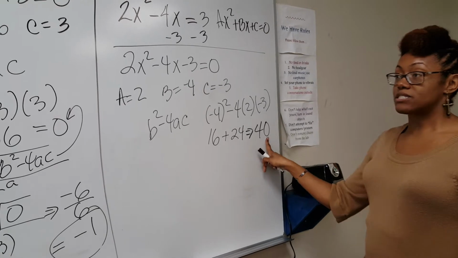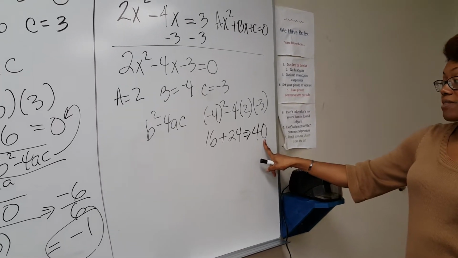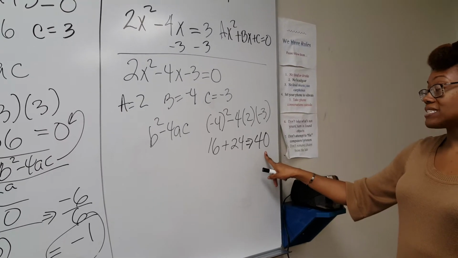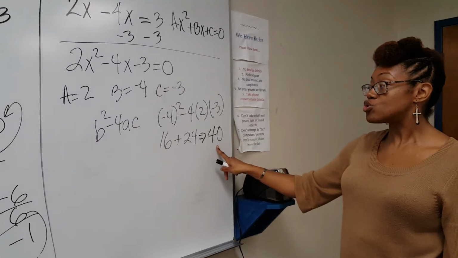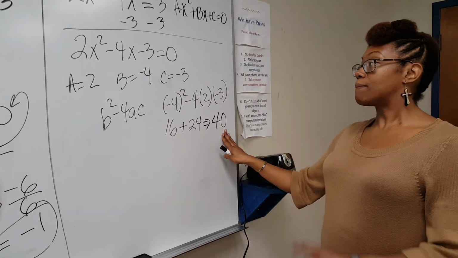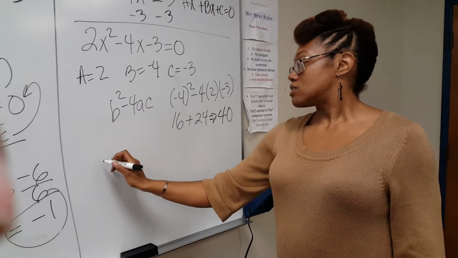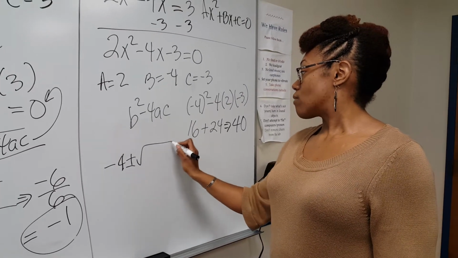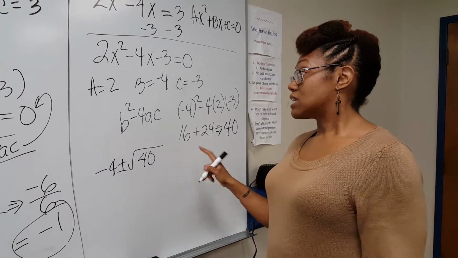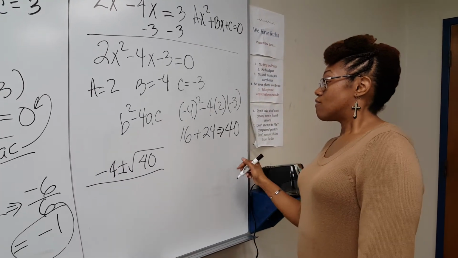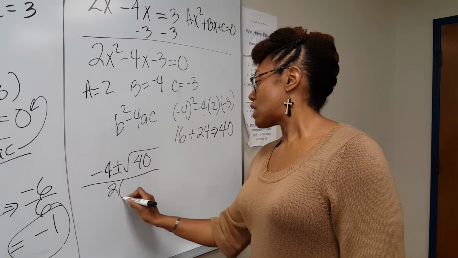So now that I know that my discriminant is a positive number, I know that I have 2 real solutions. So using the quadratic formula, I plug in my information. That would be negative 4 plus or minus the square root of 40, because again, we've already found that information, divided by 2 times 2.